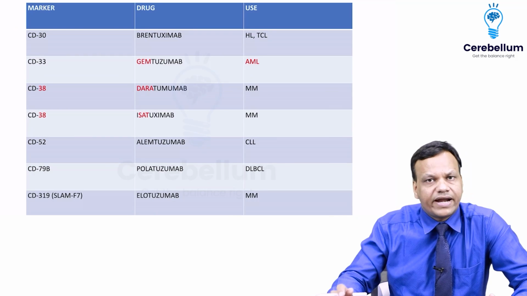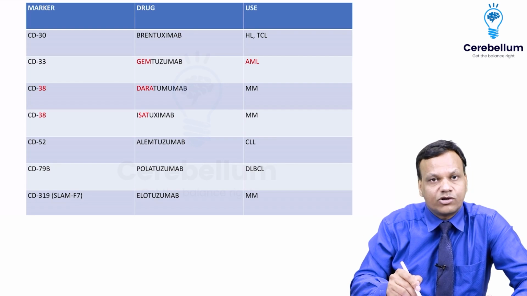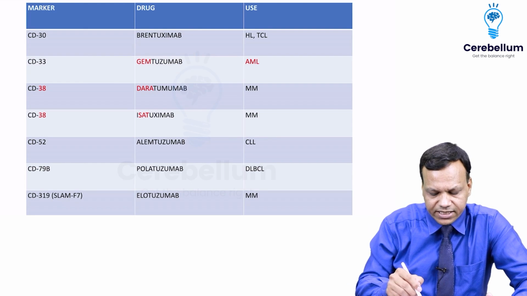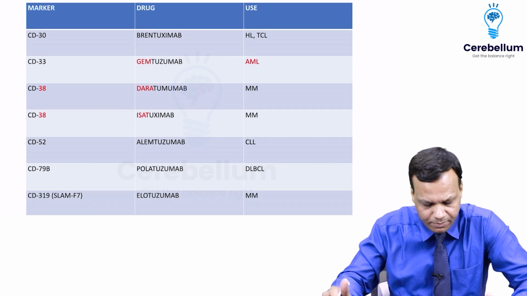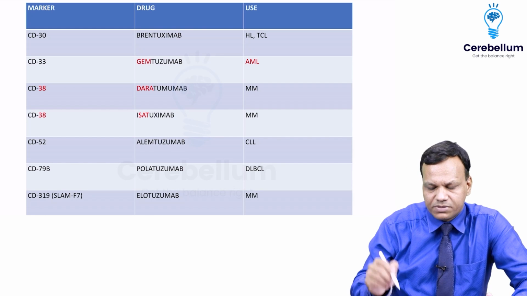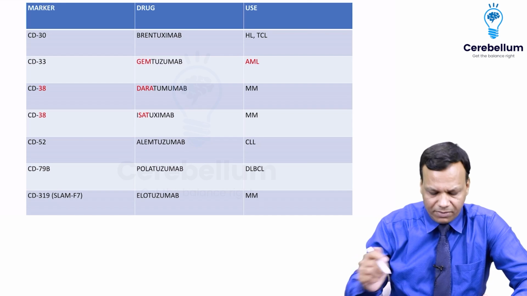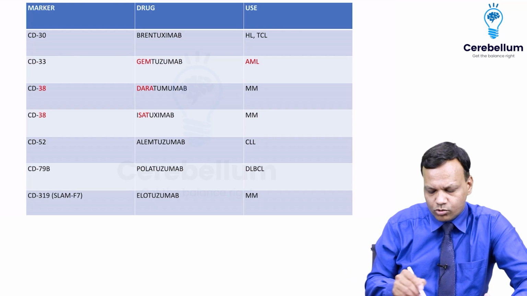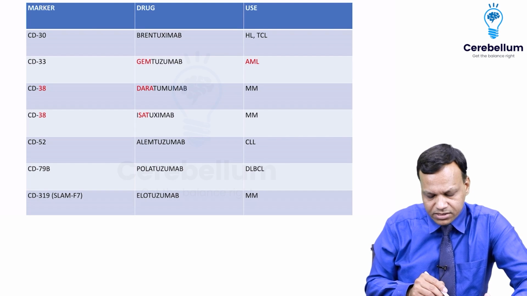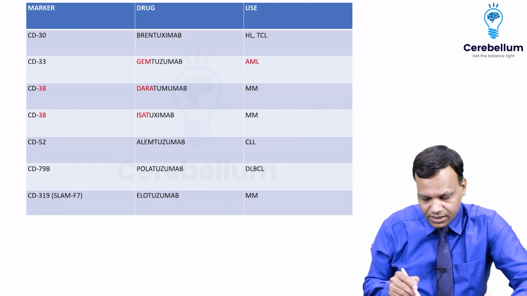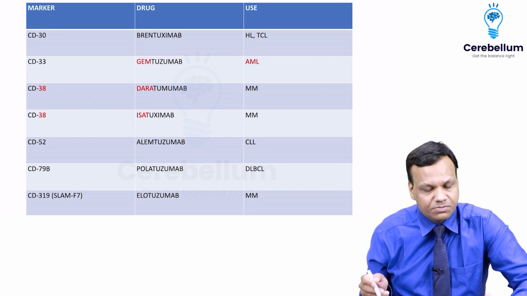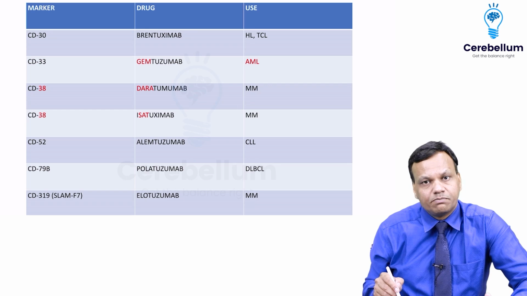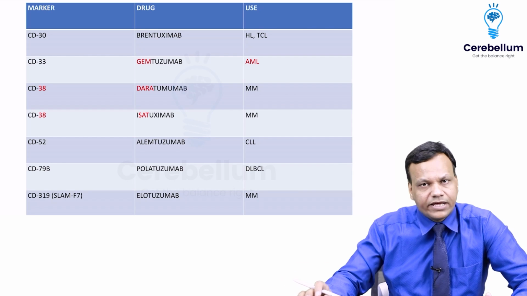Next we have monoclonal antibody against CD30, which is brentuximab. It is against Hodgkin's lymphoma and T cell lymphomas. CD33, gemtuzumab, is against AML. CD38, daratumumab, is against multiple myeloma. Isatuximab is against multiple myeloma. CD52, alemtuzumab, against CLL. CD79B, it is polatuzumab against diffuse large B cell lymphoma, and SLAMF7, elotuzumab, against multiple myeloma. No need to remember any of them.